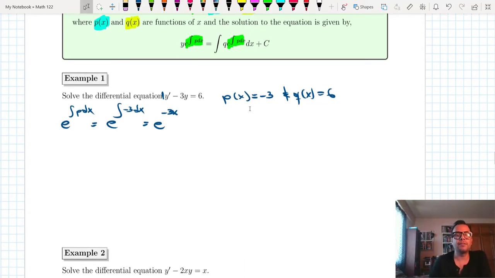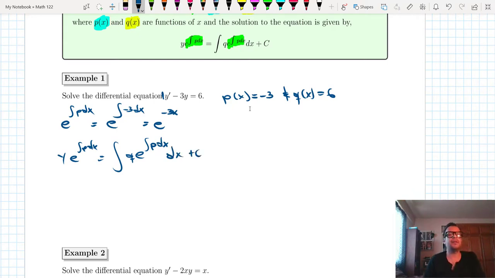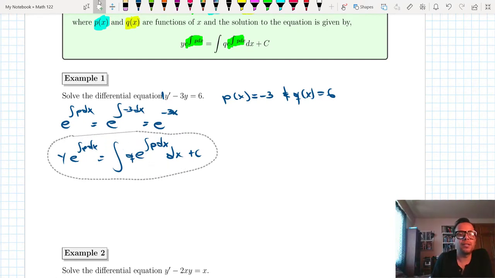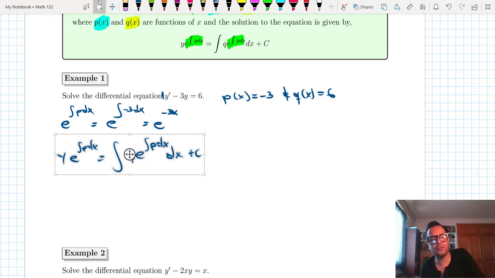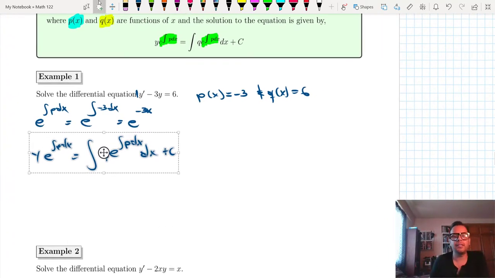Okay, so let's write down the solution to this equation. So this is y e to the integral p dx equals the integral of q e to the integral of p dx dx plus c. I'm going to copy this formula because I may need it for the rest of the examples. Control C. We will need it later.